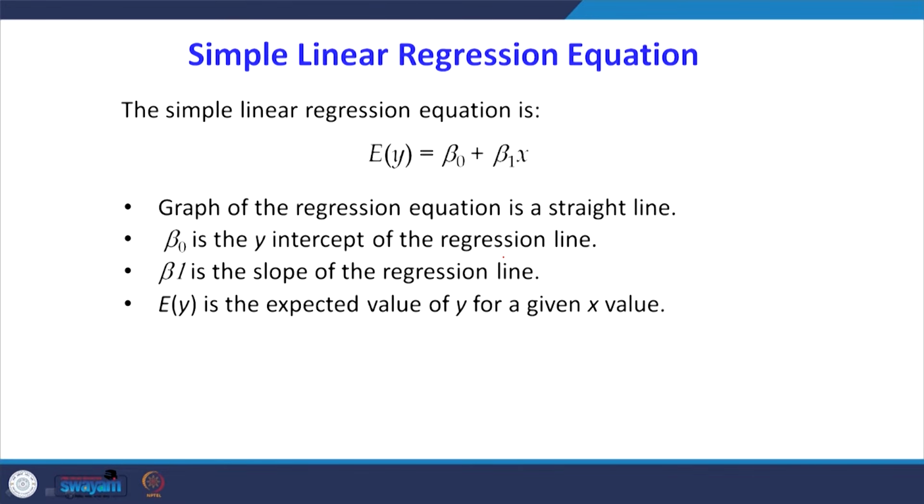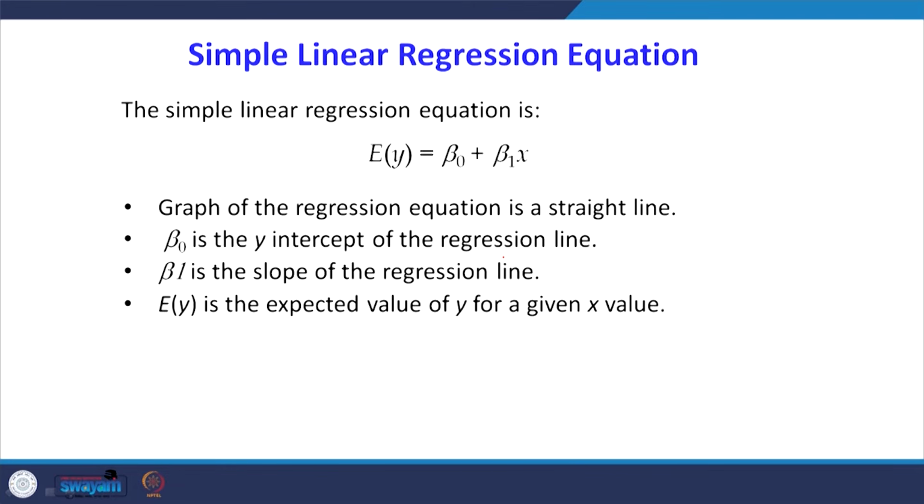When you compare with the previous slide, there was an error term; here there is no error term, because while calculating the value of beta 1, we have taken care that the error is minimized. Not only that, in the previous slide we wrote y, now it is the expected value of y. So what we are predicting is the mean value of y, not the actual value of y, and the graph of the regression equation is a straight line.